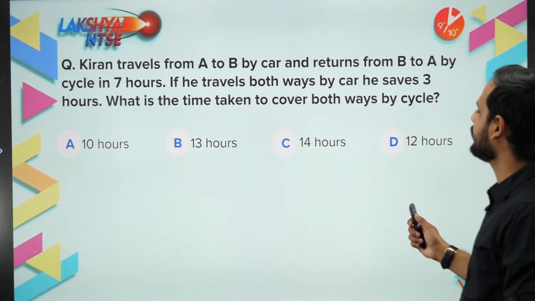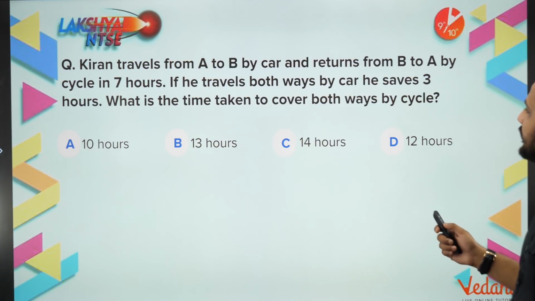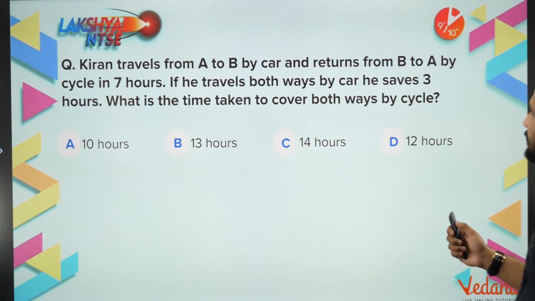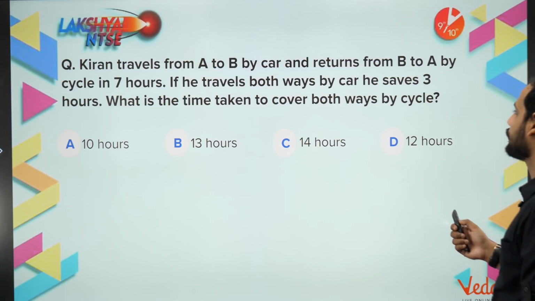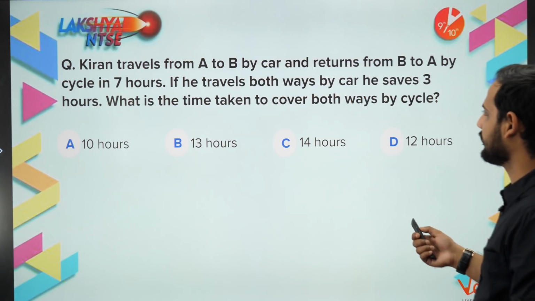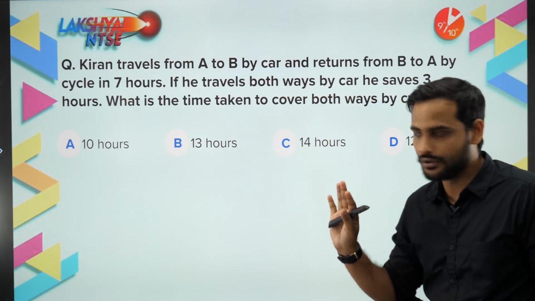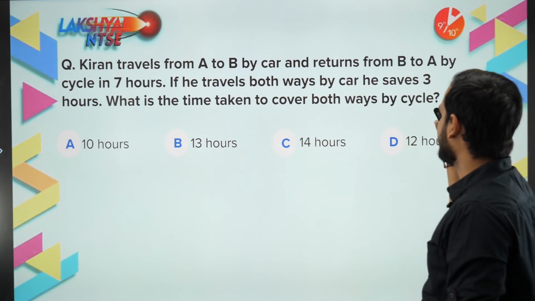Kiran travels from A to B by car and returns from B to A by cycle in 7 hours. If he travels both ways by car, he saves 3 hours. What is the time taken to cover both ways by cycle? This is again a very easy question. If he travels both ways by car, he saves 3 hours.